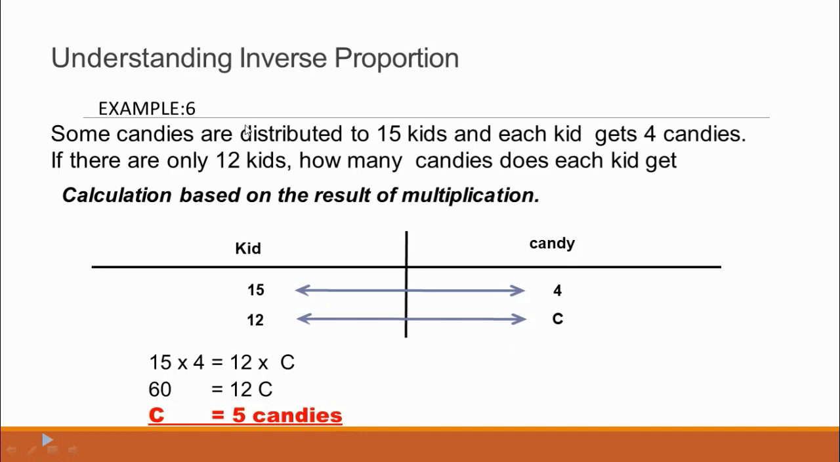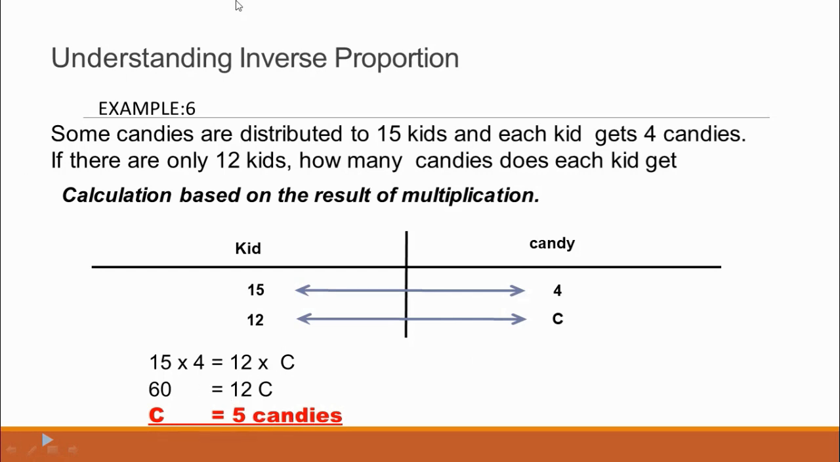Now in inverse proportion, multiply these two quantities, and then multiply these two quantities. 15 multiplied by 4 and 12 multiplied by C. This is the unknown variable, so C is connected with the 12. So dividing both sides by 12, we obtain C is equal to 5 candies.